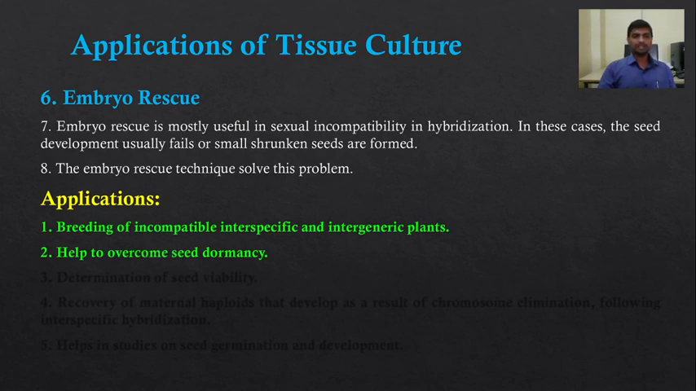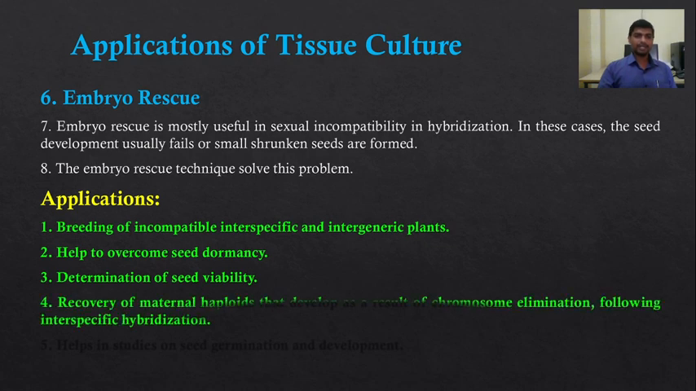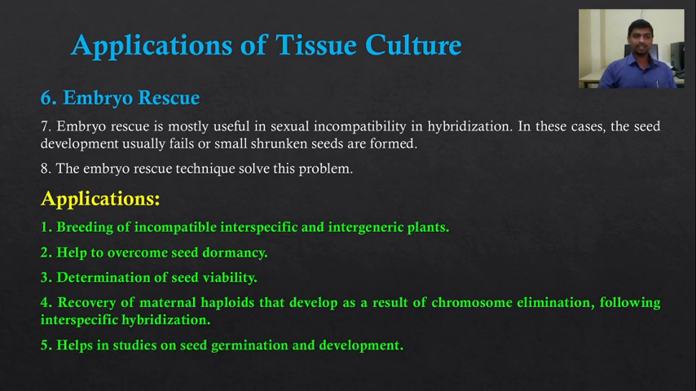Here are the applications of embryo rescue: breeding of incompatible interspecific and intergeneric plants, and help to overcome seed dormancy. Seed dormancy is the inability of the seed to germinate under favorable conditions, so to overcome seed dormancy, embryo rescue is used. Determination of seed viability, whether the seed is viable or not. Recovery of maternal haploids that develop as a result of chromosome elimination following interspecific hybridization. It also helps in studies on seed germination and development. So these are the applications of embryo rescue.